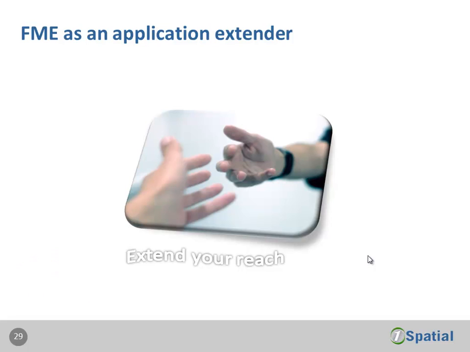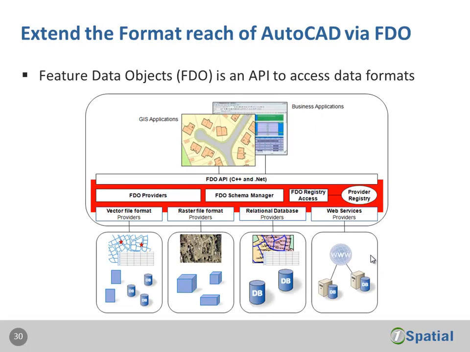Okay, and just to finish up, we're drawing to the close. I wanted to show you a last capability, which is using FME as an application extender. Within AutoCAD there is a capability called FDO, or Feature Data Objects, and this is an API that allows you to access different data formats natively within the AutoCAD Map product. So using different FDO connectors, you can connect to vector file formats, a handful of raster formats, a few relational database types, and also some of the OGC web services, so web map and web feature services.